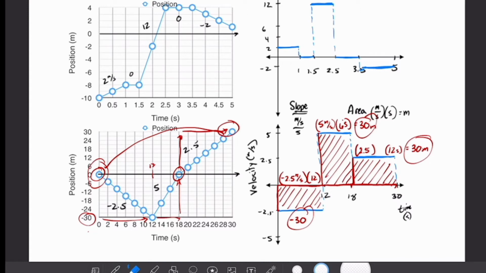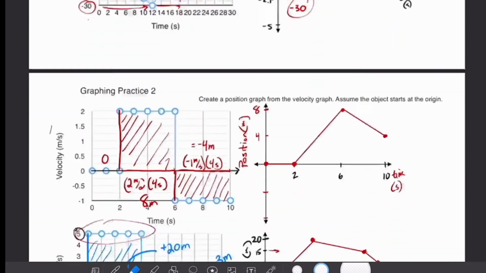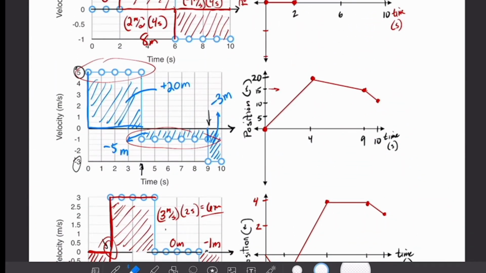Natalie, right? Number 2. On which page? On the creating a position graph. This one? Yes.